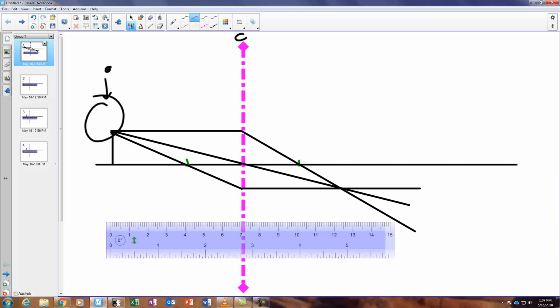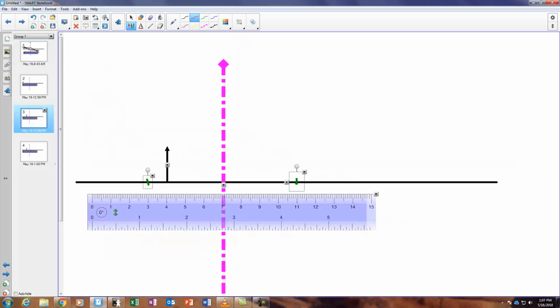To finish my problem, I'm going to draw an arrow that looks upside down, meaning this has gotten flipped upside down, and it is a little bit shorter than it was before. And there's your converging lens with the object outside of the focal length.